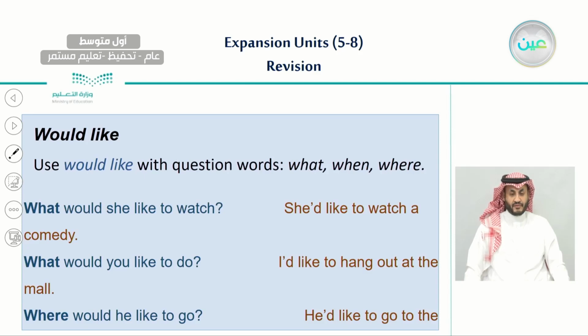And also we have more questions using would like, by using the question words what, when, and where. For example, we can say, what would she like to watch? What does she want to watch? This is what this question means. So we will start the answer with, she would like to watch a comedy. She would like to watch a documentary. Any kind of answer suits this one.